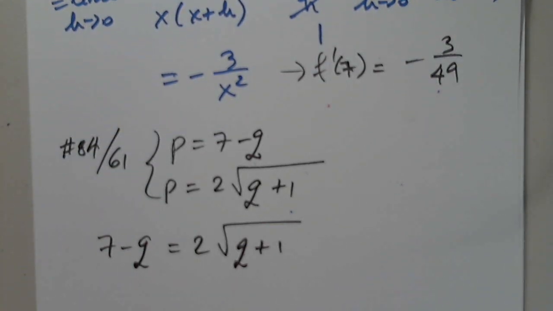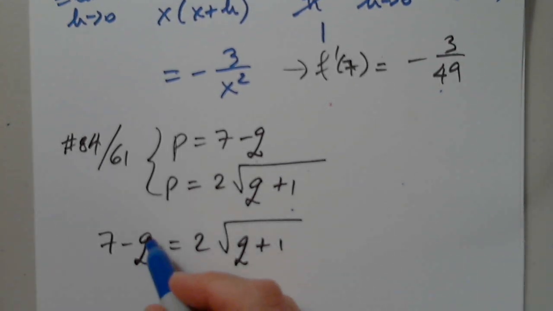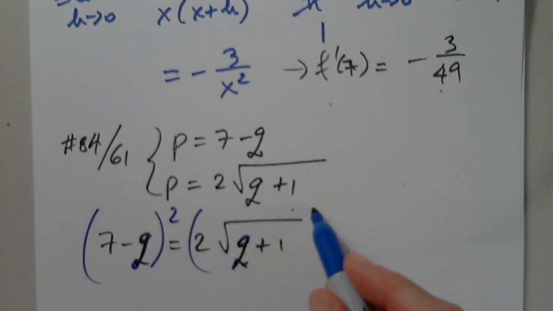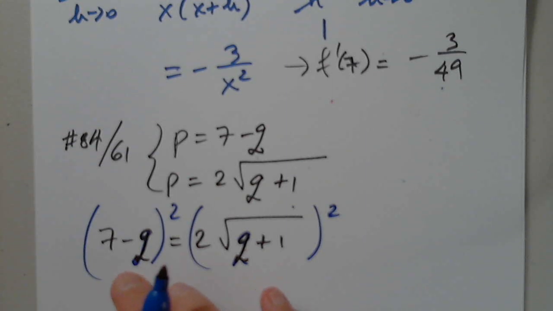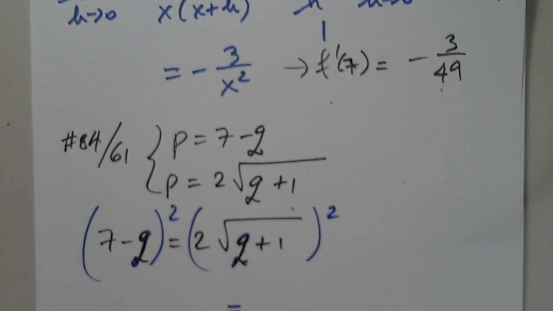Do we have to get q by itself? So it's q. Sorry about that. Or q, my fault. No, we have to square both sides because the equation is a radical equation. Can anyone give us 7 minus q squared? And then on the other side, what do we have to write?